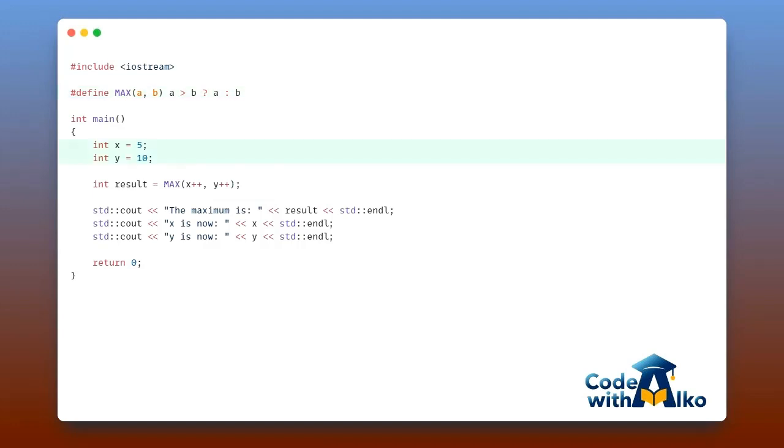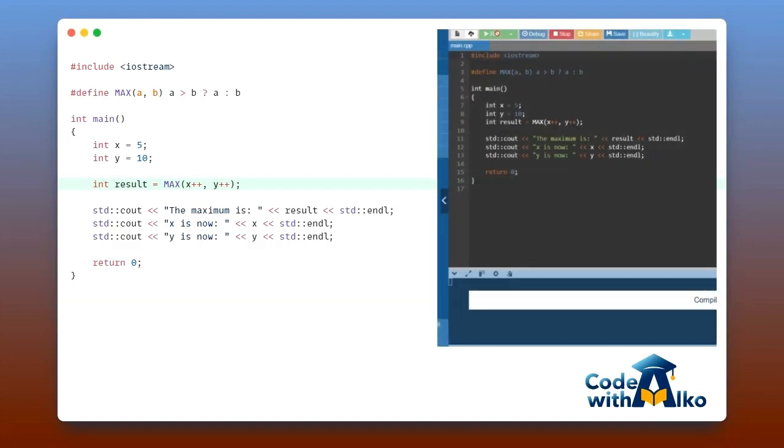Now, looking inside our main function, we have two integers, one named x, set to 5, and another named y, set to 10. Next, we use our macro to find the maximum between x++ and y++. At first glance, you'll probably expect this macro to compare the numbers 5 and 10, see that 10 is bigger, and then increment both x and y once each. So logically, the result should be 10, x should be increased to 6, and y should be increased to 11, right? Well, now let's think about this for a second.